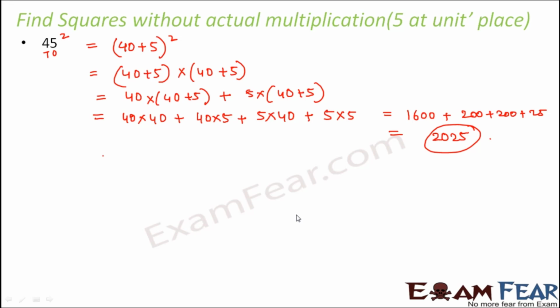Now one interesting thing that you observe is that whenever you are trying to find the square of a number which ends with 5, the square also ends with 5.